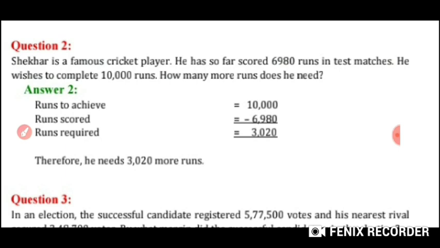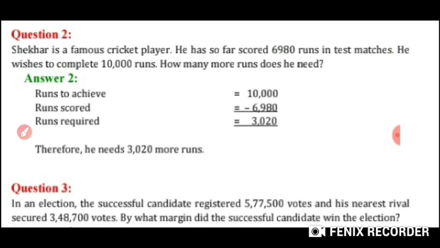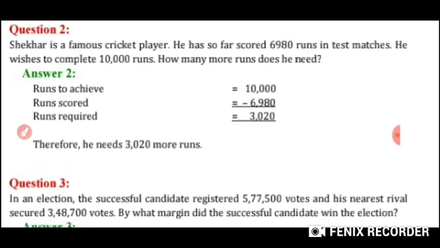Runs scored. How many runs has he scored presently? 6,980. The run record is 10,000. If you find the achieved score and the present score, then we know how many more runs will be needed to reach the target. Therefore, he needs 3,020 more runs.